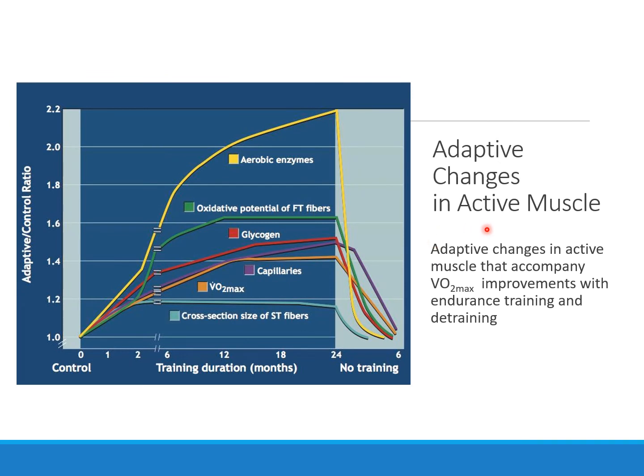So here are some of the adaptive changes that happen in active muscles. What we tend to see is that they get these big increases when we're doing training. But if we really regress the training or we stop training altogether, you can obviously see there's a huge drop-off in all of these factors. You don't need to necessarily know this specifically because we've covered this before, but if you want a visual to represent what we've talked about, this is a good one. You can see the detraining effects that happen later on.